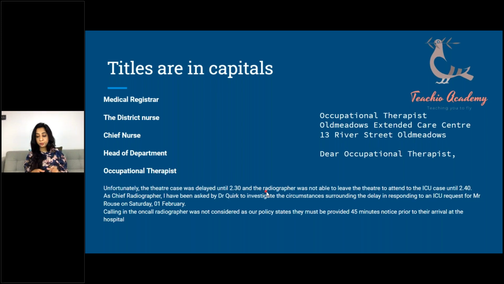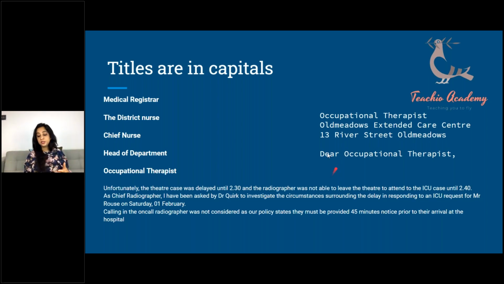So there's a difference between title and occupation. A title is a post that you hold. So you are a doctor, but you hold the post of Head of Department. You are an occupational therapist, but you are holding the post of Head of Department. You are a nurse, but you're holding the post of Chief Nurse. In that case, that's the title. So the title is going to be in capitals.